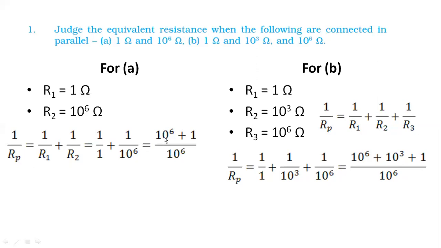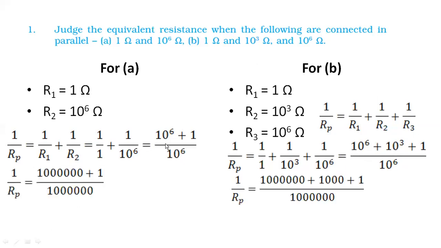But 10 to the power 6, I have to represent in its actual value. Means how many zeros do I have to add after 1? If it is 10 to the power 6, there should be 6 zeros, right? So I have to put those values here. 10 to the power 6 means what? 6 zeros after 1. So you can see 1, 2, 3, 4, 5, 6. So 6 zeros plus 1. Again, 10 to the power 6 is written as 1 and 6 zeros, so 1, 2, 3, 4, 5, 6 and 1.